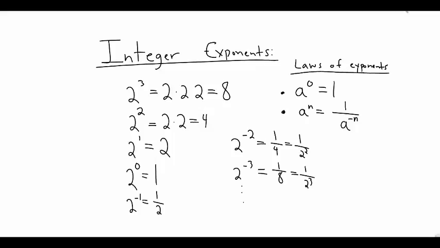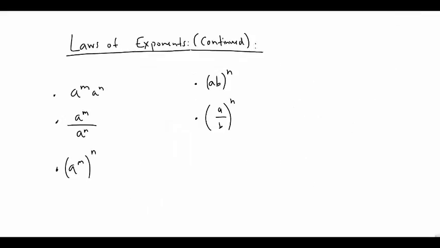And in these laws, m and n are integers. So here the first one is that a to the 0 equals 1 as long as a is not equal to 0. And the second one, as we said, is that a power is equal to its reciprocal with the opposite sign in the exponent. Let's continue. There are more laws of exponents.